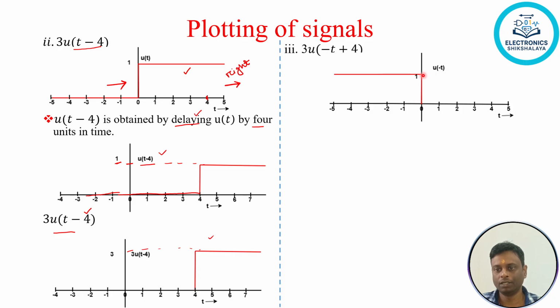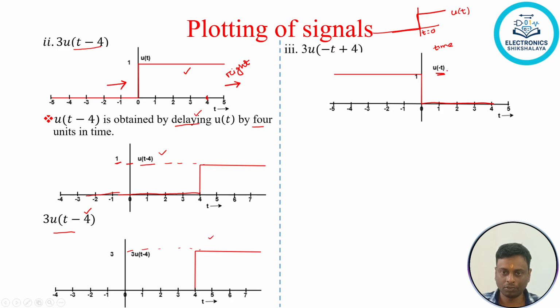So we know u(t), then it will be time reversal. Time reversal means it will go to the negative side. That will be 1. So this is our u(t). If not shifted, this is the time reversal property, reflection about the time axis. At t equal to 0, this side and this side are 0. So this is our u(-t).